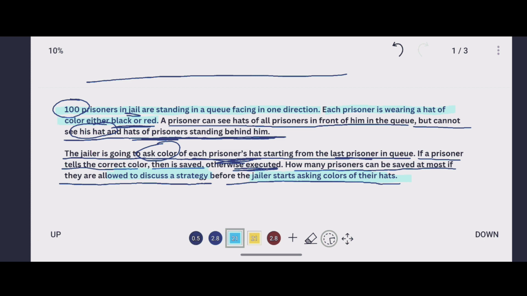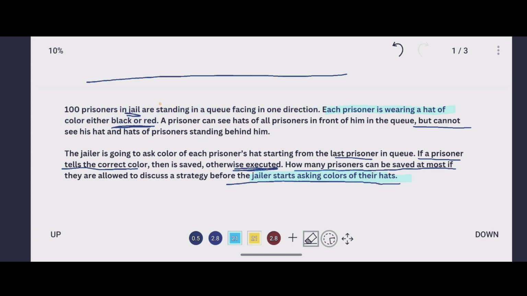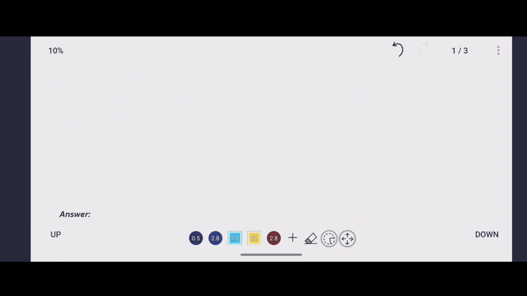Okay, I hope that you would have found the solution, and now let's take a look at what is the right answer. See, we have taken a look at all the conditions which have been mentioned in the question. Okay, the first thing is that there are 100 prisoners and we'll be getting some time to discuss the strategy as well. So during that time, the strategy could be designed in a way that we have to save the maximum number of prisoners. That is the thing, right? So let's take a look at the solution first.